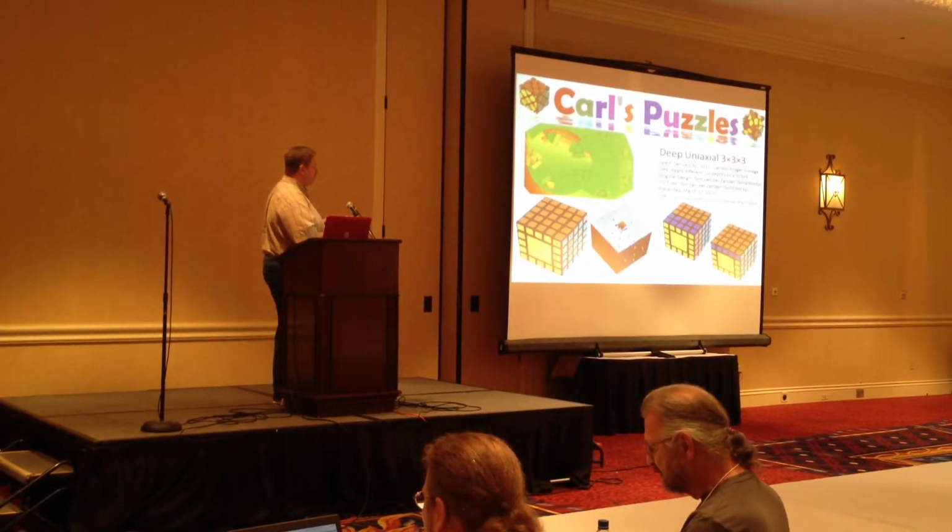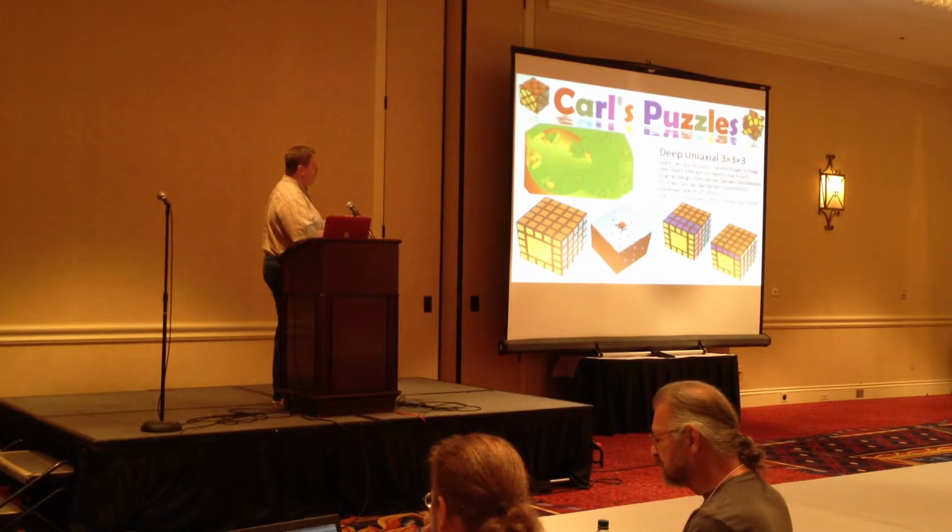In addition to that, you get some other pieces, like piece number 8 here does not exist on that puzzle. So this is actually a harder puzzle. This is a more complete puzzle. There are additional pieces to solve in the deep uniaxial over the Crazy Plus puzzle.